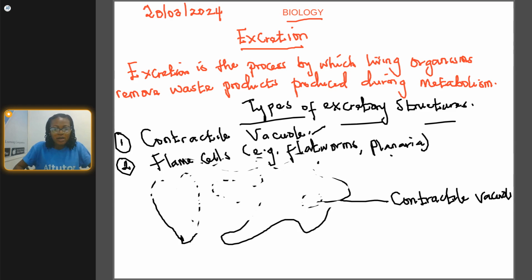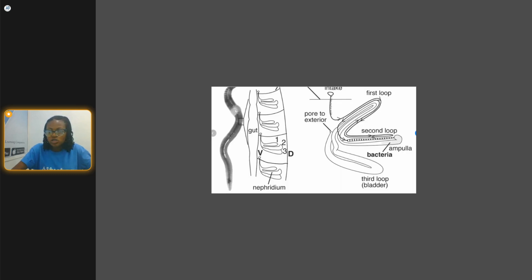All right. So the number three excretory structure is the nephridia. I think I have the nephridia structure here. The nephridia is present in earthworms. All right, take a look at this.